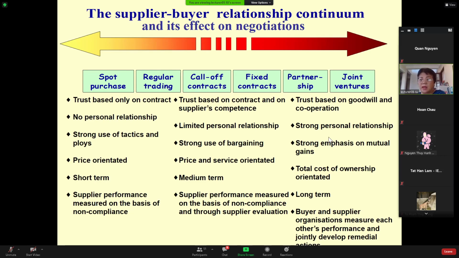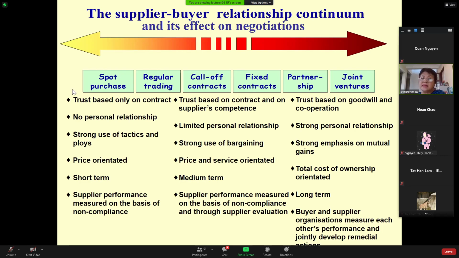For example, in this you have trust-based cooperation, and they have a strong personal relationship. They have a strong emphasis on total cost of ownership, and they have a long-term relationship, and the buyer and supplier organizations measure each other's performance based on jointly developed remedial action.